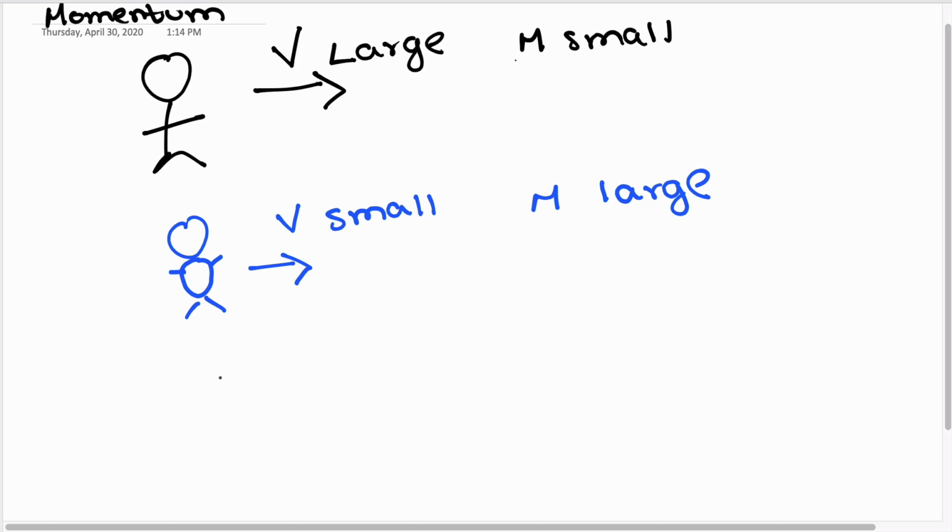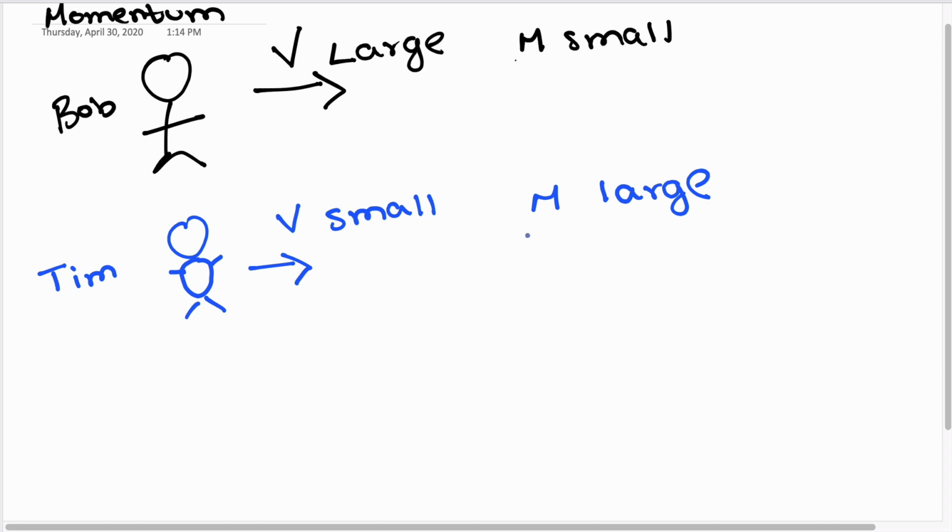So the question is, what if you were to get hit by this guy, Bob, or Tim? Who would you rather get hit by? Who would it be more unpleasant to get hit by? It's kind of hard to tell, because if someone's moving faster, it's probably more unpleasant to get hit by them. At the same time, if someone weighs more, it's also more unpleasant.